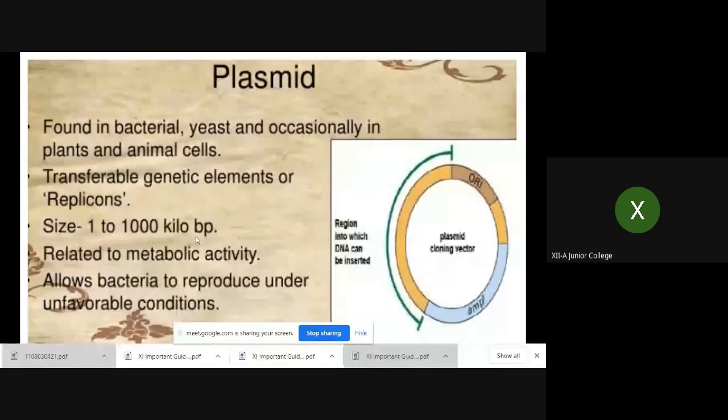Why transferable? Because they are able to transfer genetic material from one cell to another cell, because they have the capacity to replicate in their host cell. That's why. Then what is the size of the plasmid? Generally the size varies from 1 to 1000 kilo base pairs.